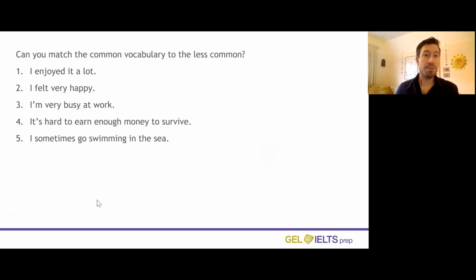Well, here we can see 5 sentences that might be used, but these all contain quite common vocabulary. For example, everyone knows the word enjoyed. It's a very common word. Everyone knows very happy. Everyone knows busy. Earn enough money, okay, it's quite a nice collocation. And to survive, but maybe there's another way we can say that. And then go swimming. So these are all phrases that most people at a low level will know.